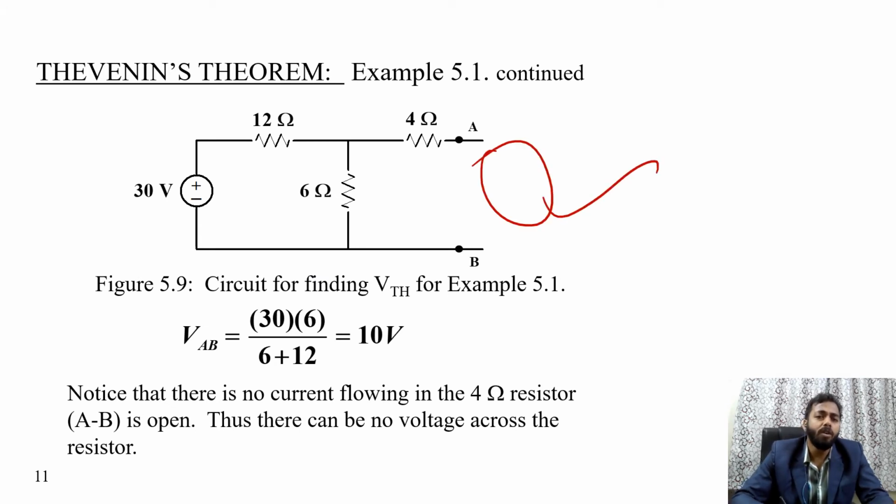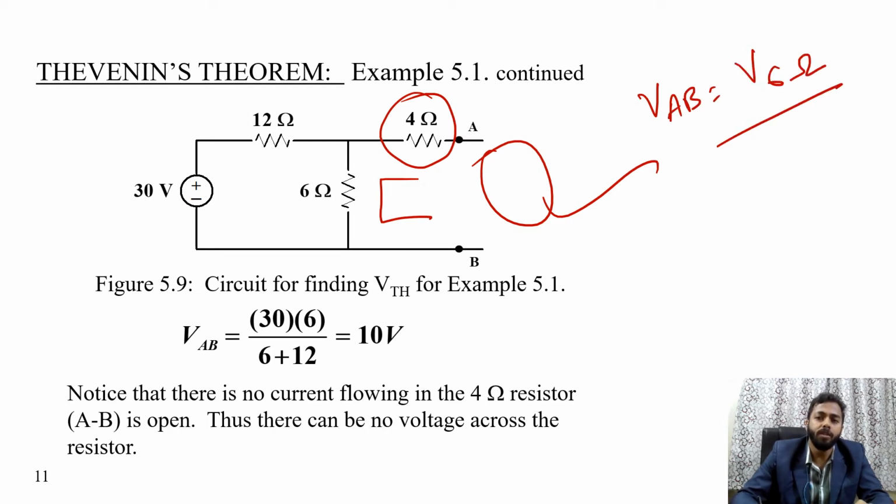Now you can see what the voltage is between the terminals A and B. Actually, in the 4 ohm resistance there is no current. Therefore the voltage drop due to the 4 ohm resistance is 0, and the voltage drop between A and B is actually the voltage drop due to the 6 ohm resistance. So for that you have to find out the current in the 6 ohm branch. So what is the current in the 6 ohm branch?